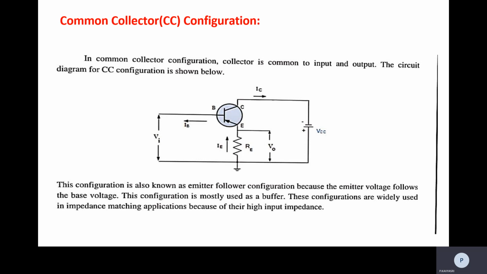Because of this reason, this configuration is mostly used as a buffer. And this configuration is widely used in impedance matching. The main application of the CC configuration is impedance matching. Why? Because it has a high input impedance. So if you observe the diagram here, the collector is common on both the input side as well as the output side.